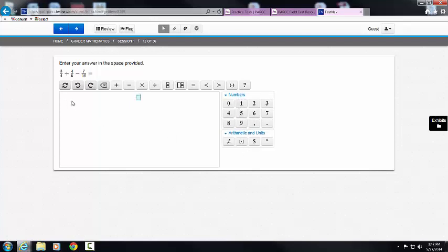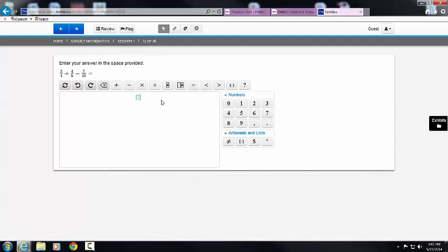So the problem asks you to add 3/4 and 4/5 and then subtract 7/10. To me, it's much easier to do my work on my scrap paper. In the end, the answer is going to be 17/20.